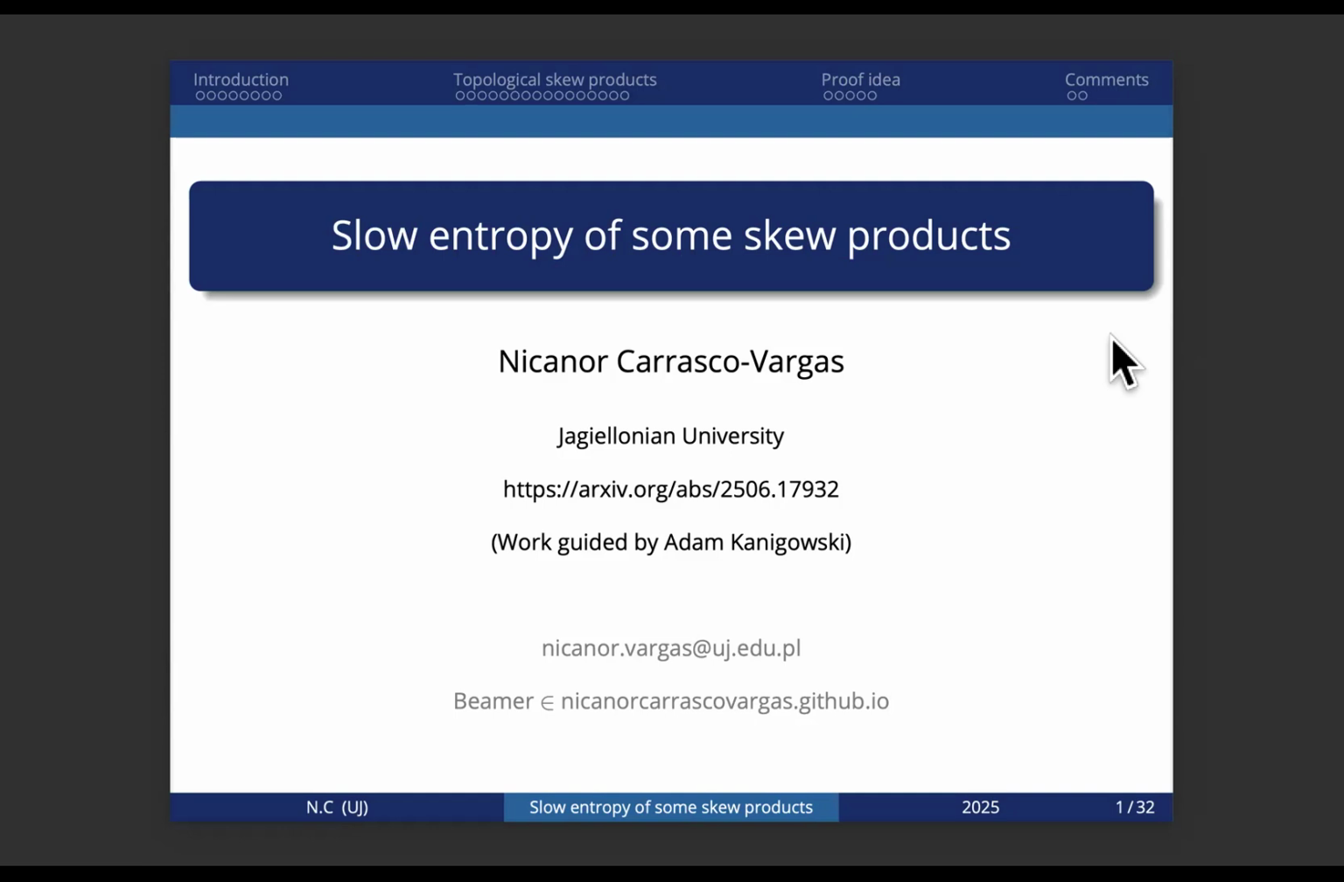So, well, I will talk about slow entropy of some skew products. This is based on this preprint, which is on arXiv. And this work was mostly guided by Adam Kanigowski, so thanks to him. So I will start.